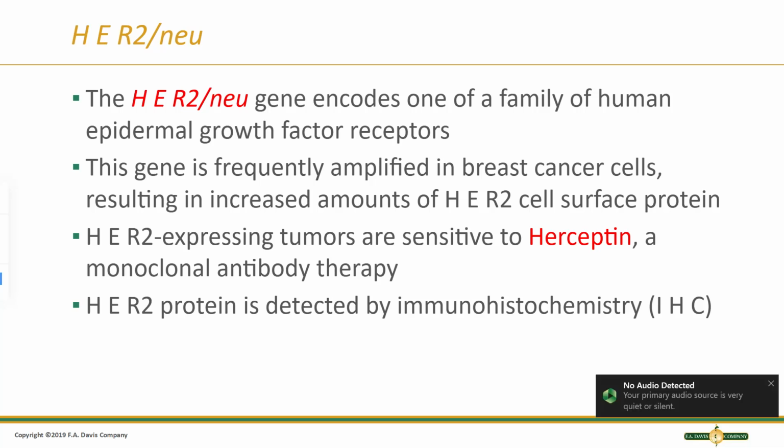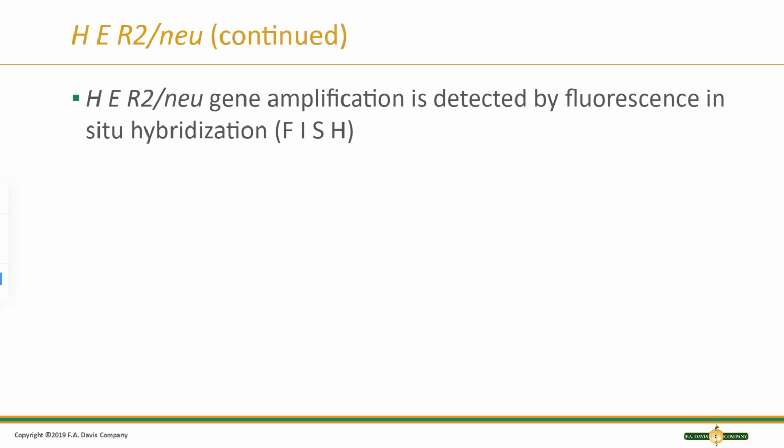HER2/neu. The HER2/neu gene encodes one of a family of human epidermal growth factor receptors. This gene is frequently amplified in breast cancer cells, resulting in increased amounts of HER2 cell surface protein. HER2 expressing tumors are sensitive to Herceptin, a monoclonal antibody therapy. HER2 protein is detected by immunohistochemistry. HER2/neu gene amplification is detected by fluorescence in situ hybridization.